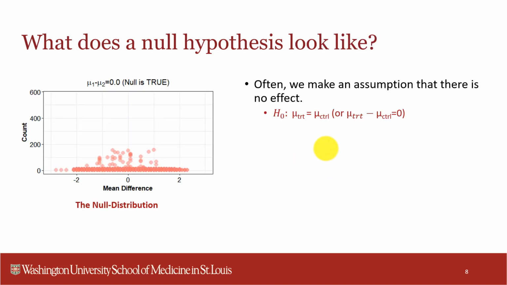So often what this looks like is we're going to make some assumption of no effect. The null hypothesis would be that the true population mean for the treatment group is equal to the true population mean for the control group, or equivalently, you could write this as the difference between those two groups being 0. There's no difference in the population.